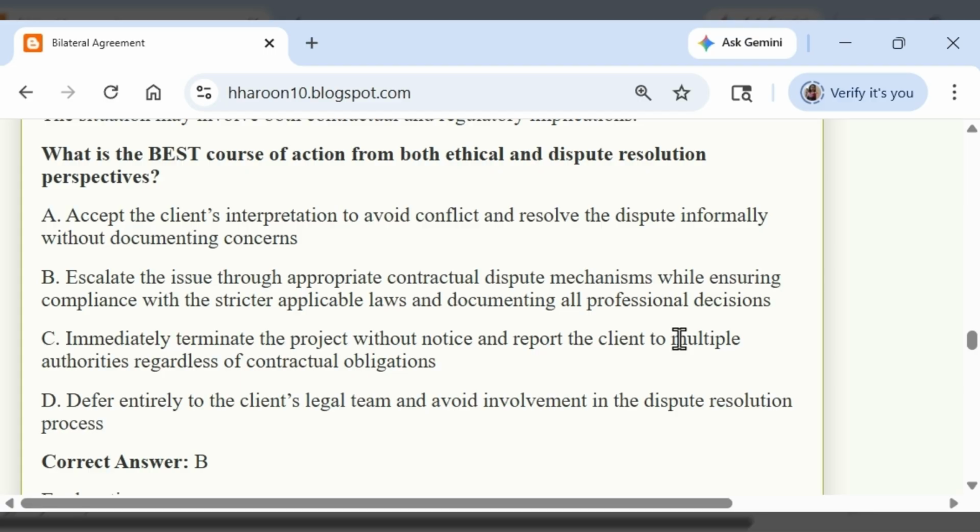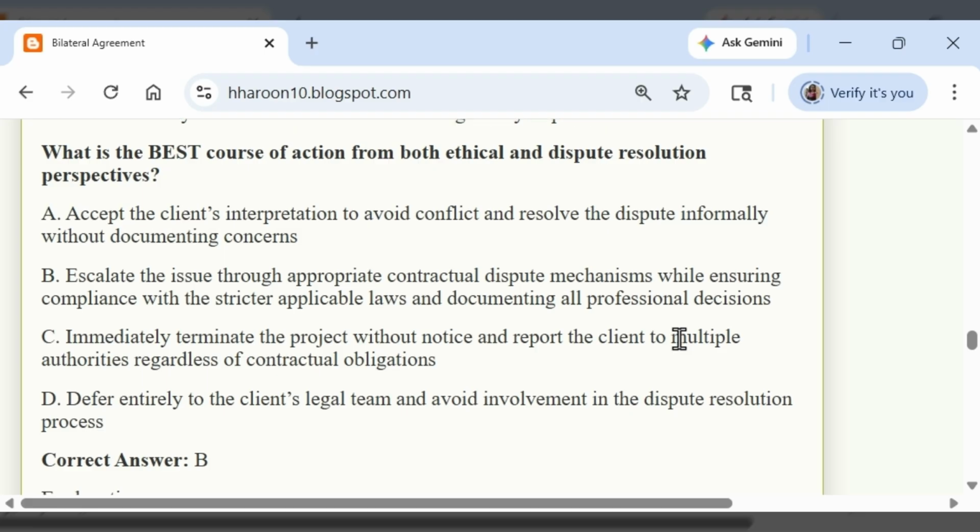A. Accept the client's interpretation to avoid conflict and resolve the dispute informally without documenting concerns. B. Escalate the issue through appropriate contractual dispute mechanisms while ensuring compliance with the stricter applicable laws and documenting all professional decisions. C. Immediately terminate the project without notice and report the client to multiple authorities regardless of contractual obligations. D. Defer entirely to the client's legal team and avoid involvement in the dispute resolution process.